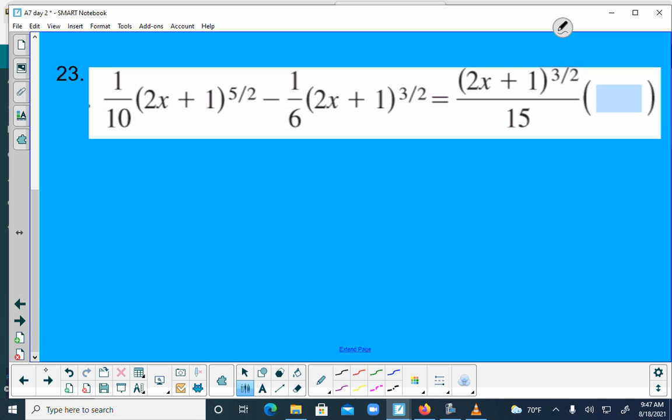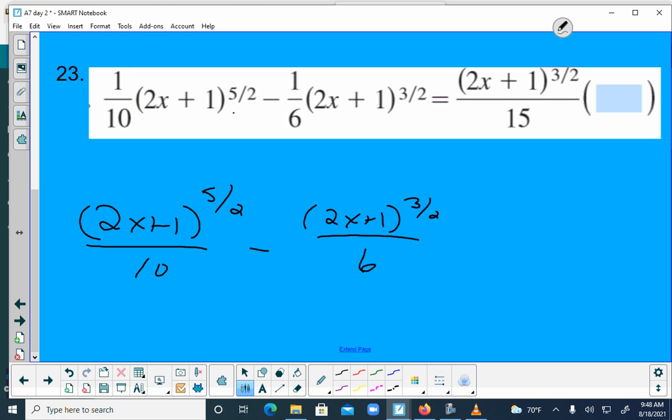All right, so when I go to do this one, looking from the left to the right is telling me what I should be able to factor out. The 2x plus 1 to the 3 halves makes sense because that's the lowest exponent between these two. But before I start, I'm going to want to rewrite this. I don't like the way it's written. I don't like having those fractions in front. So I'm going to choose to write it as 2x plus 1 to the 5 halves over 10. Are you good with that? And then I'm going to have minus 2x plus 1 to the 3 halves over 6. And I'm going to try and prove it's equal to that, but I'm going to be lazy and not write that every single time.